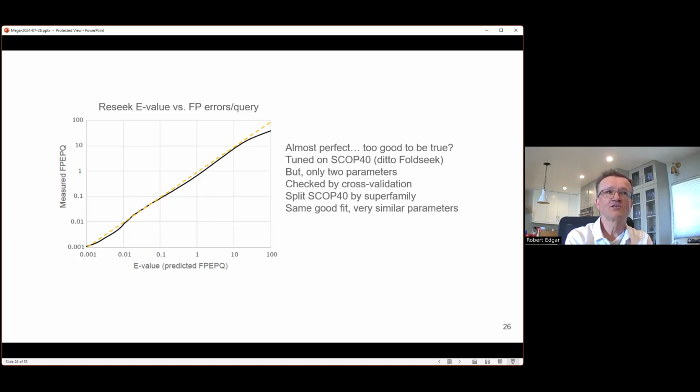So I split SCOP 40 by superfamily. So a superfamily was put in one half or the other. And if you fit to one and then do this plot on the other, you get similar parameters and the same kind of good fit. So unless someone can find a problem with it, I believe this result.